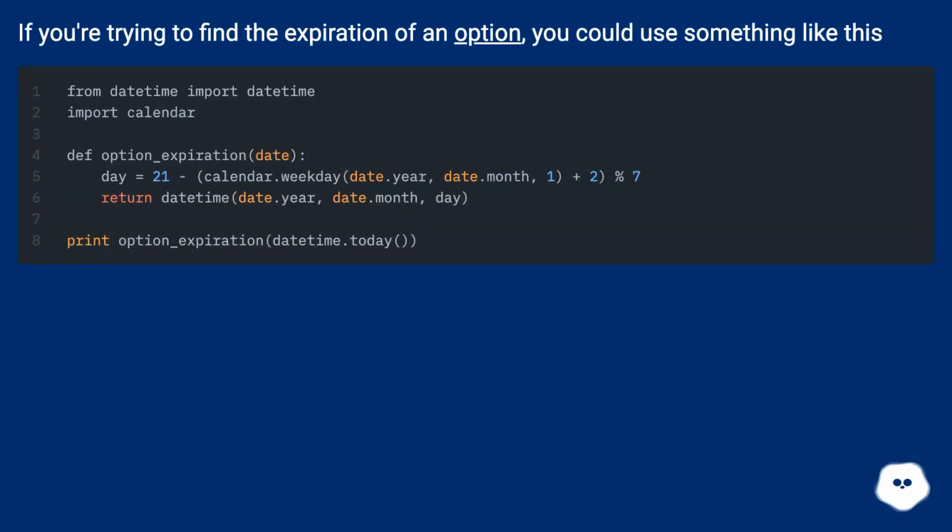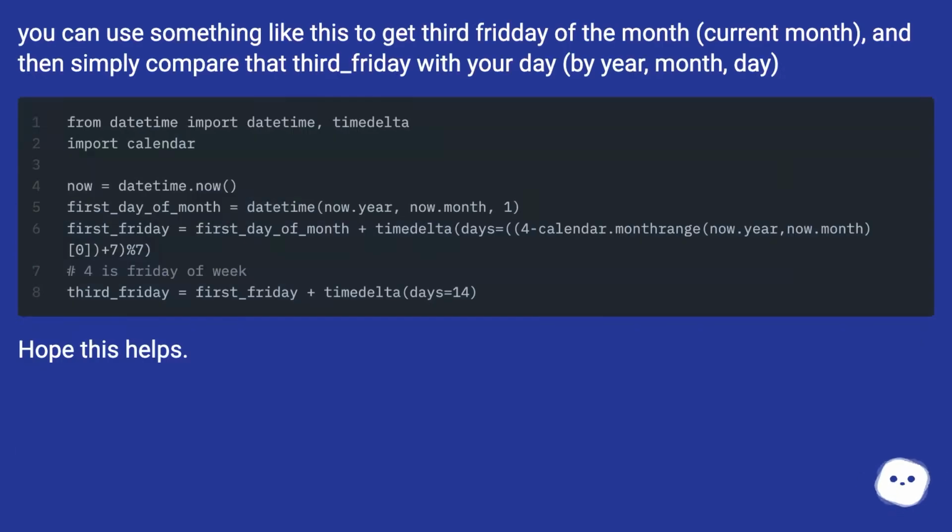If you're trying to find the expiration of an option, you could use something like this. You can use something like this to get the third Friday of the current month, and then simply compare that third_Friday with your day by year, month, day. Hope this helps.